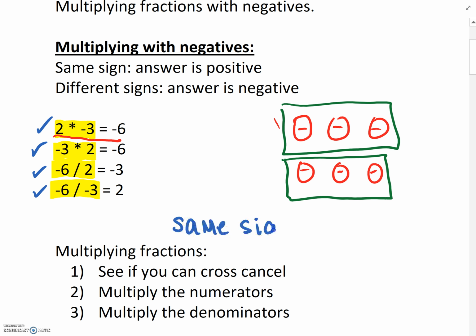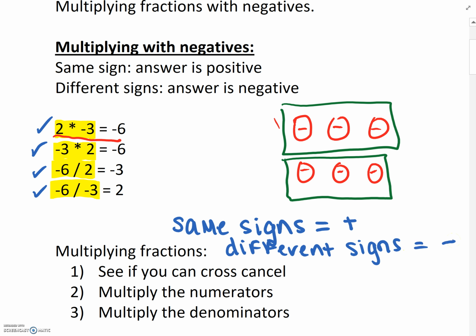Okay, so that tells us that if we have same signs and we multiply or divide, what's the sign of our answer? It's positive. If we have different signs, what's the sign of our answer? Negative, correct. Okay, much easier than adding and subtracting.